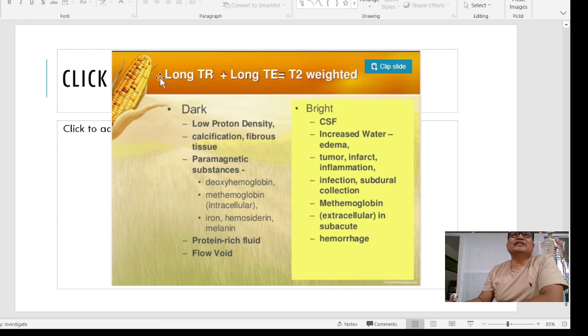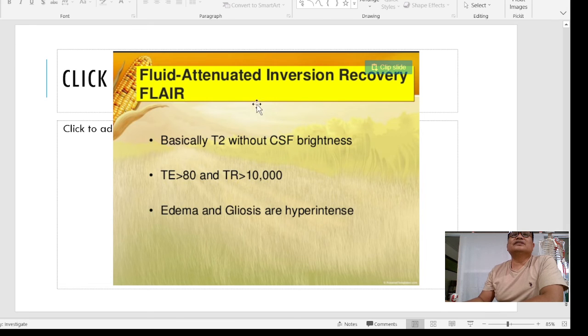Sa T2, wherein there is long transverse relaxation time and long echo time, reverse. Ang imong dark, nani, protein-rich fluid, flow void, substances such as deoxyhemoglobin, methemoglobin, iron, hemosiderin, dark na sila. Ang bright nimo ang CSF, tumor, water, infection. So, white na sila. So, ina na siya, no?